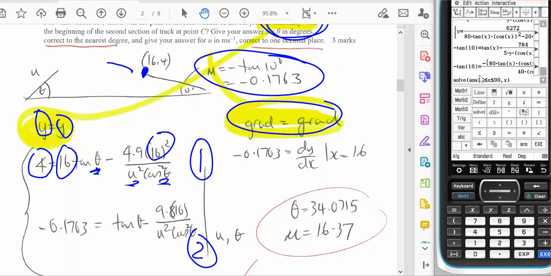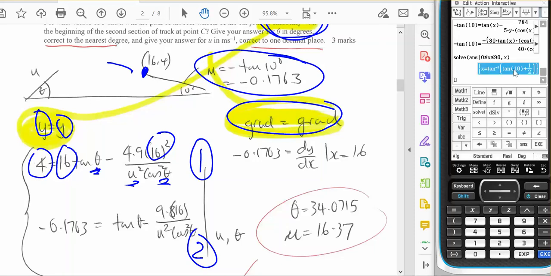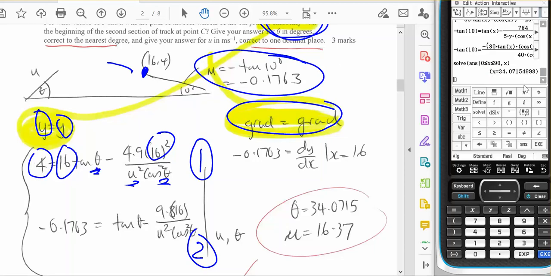Now, if on your calculator this doesn't work, that is, this takes forever and ever to solve, then what I'd like to do is to graph it instead. So there's my answer, and I should have been in decimals. And there it is, 34.07, which means to the nearest degree, that's 34 degrees.